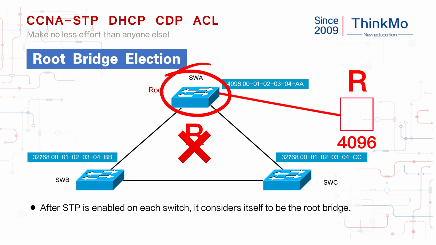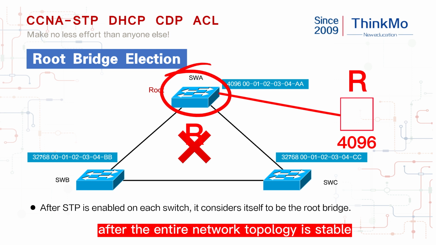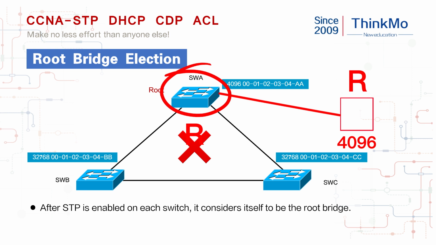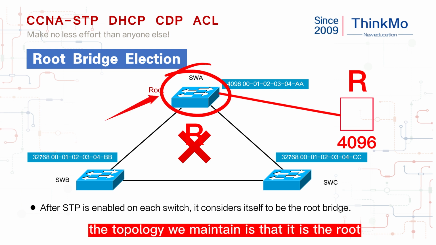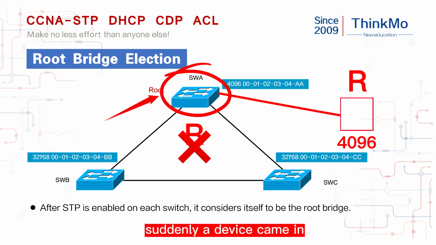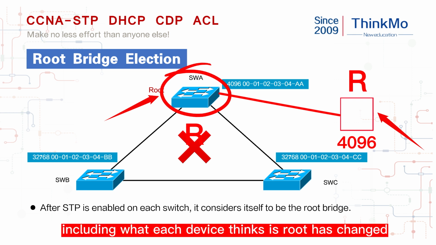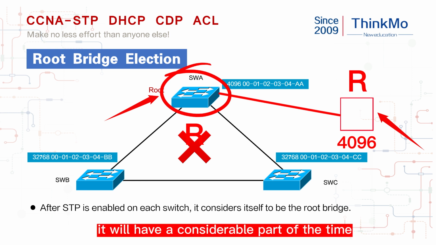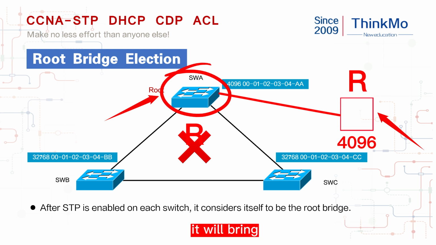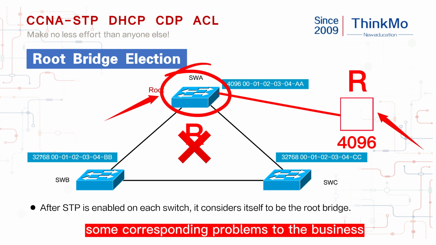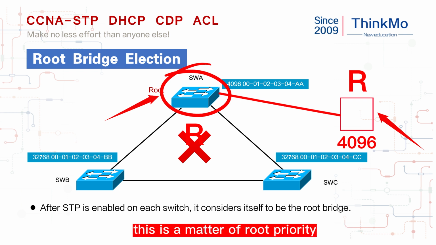You should know that after the entire network topology is stable, BPDU packets will only be sent by the root bridge. Originally, the topology we maintain has a certain root. Suddenly a device comes in and takes the place of the root. Then the topology as a whole will change, including what each device thinks is the root. This will take a considerable amount of time and will bring some corresponding problems to the business. This is a matter of root priority.